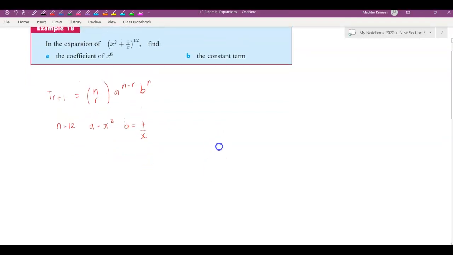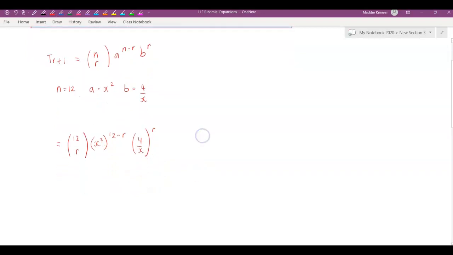And from this, we can then say we are looking for what is the coefficient of x to the power of 6. So x to the power of 6, what we want to do is the same thing we did in the last one. So I'm going to start putting values in. So I get 12 on r, a, which is x squared, to the power of n take r, so that's a 12, times b.